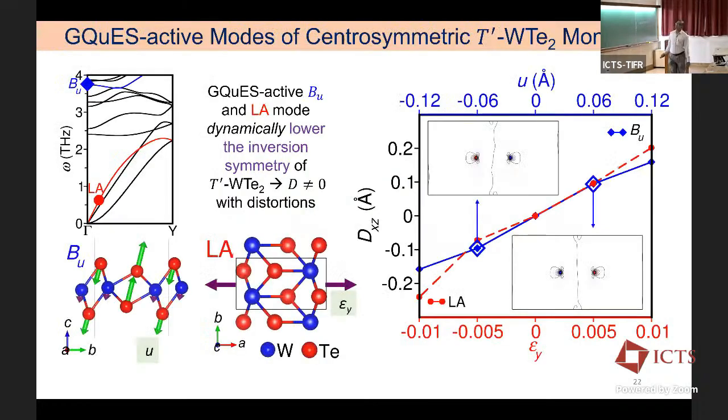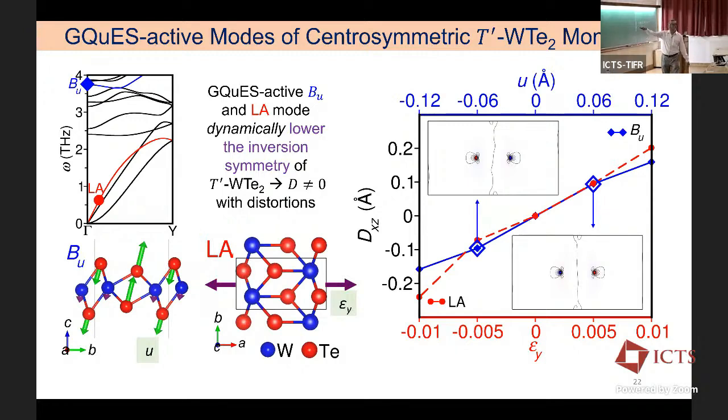Let me first start with tungsten telluride, the T prime structure, which is non-centrosymmetric. Here I'm showing you 2 phonons which satisfy that selection rule. One is the longitudinal acoustic mode, which involves stretching of the lattice along the y direction, and the other is an optical phonon which involves out-of-plane displacements between the 2 sublattices. And what we show on the right-hand side is the Berry curvature dipole dxz as a function of strain as well as the phonon displacement.